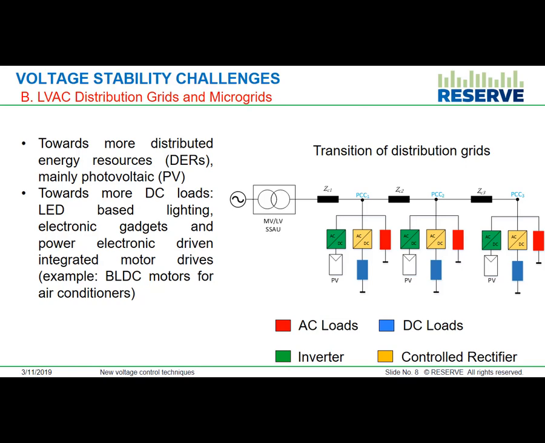So there could be a controlled rectifier in the household which feeds all your DC loads, and your house could have, let's say, a 120 volt or a 48 volt DC bus. And these converters are going to operate the same way as I explained in the previous slide. So they're going to have a constant power load behavior.